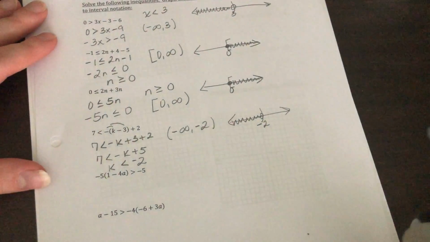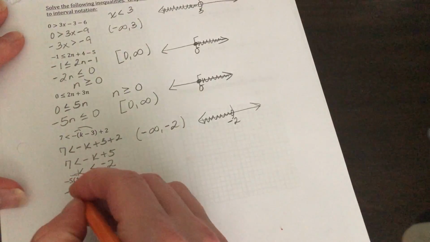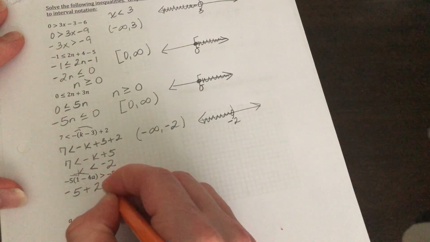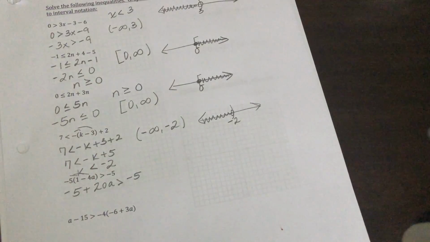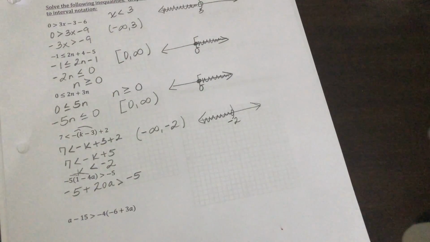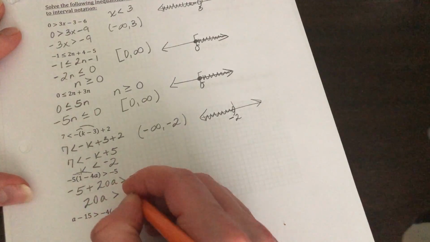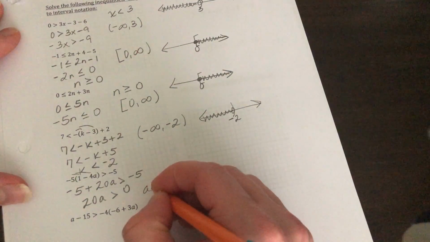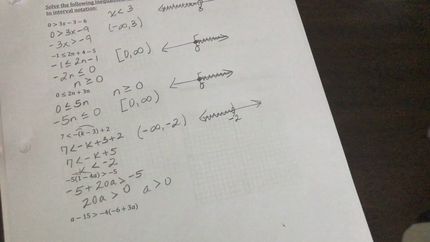Okay, next one. We're going to distribute this negative 5 out. So negative 5 plus 20a is greater than negative 5. We're going to add the 5 to the other side. So we get 20a is greater than 0. And we get a is going to be greater than 0 because 0 divided by 20 is 0.